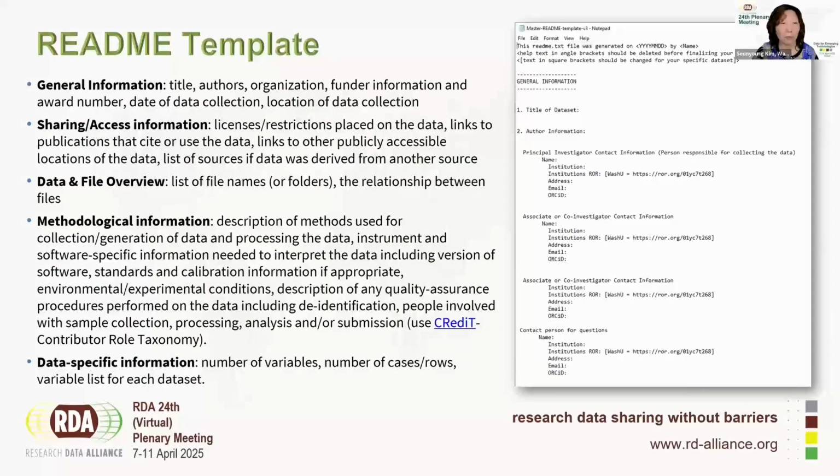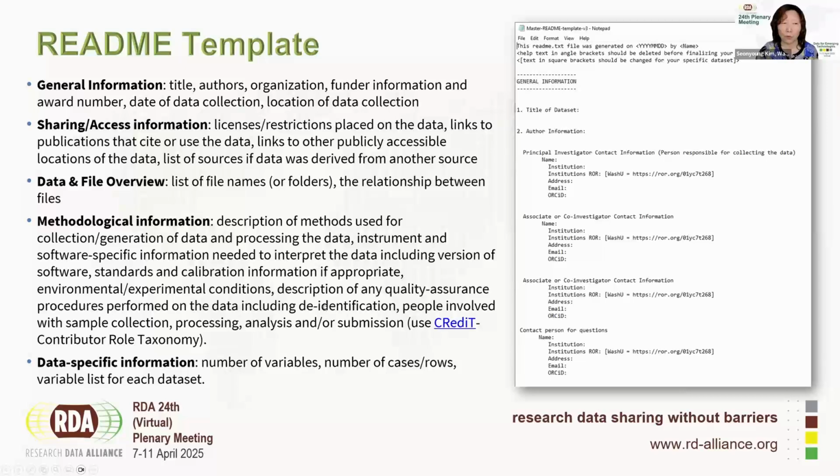So this is a README file. Everybody is familiar with the Cornell README template. It has a lot of information. So there's a section for general information, sharing and access information, and data and file overview. And like I mentioned, when there are 20,000, 60,000 files, they organize them in folders. So this can become folder names.